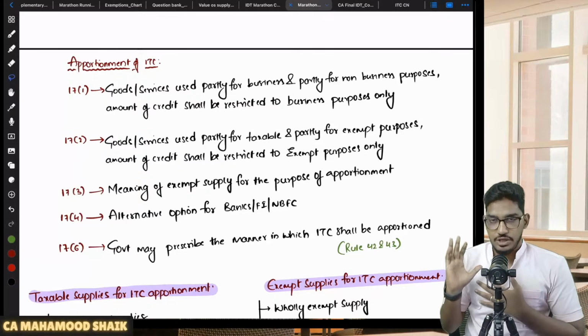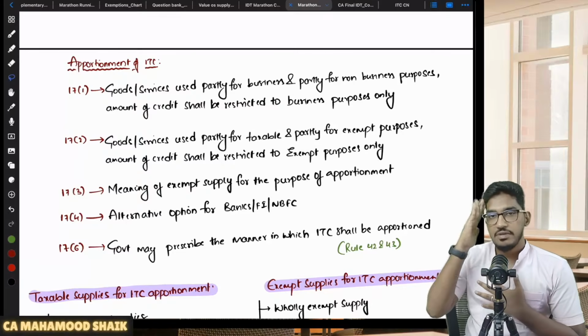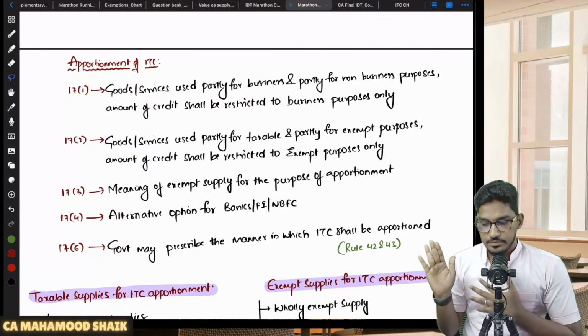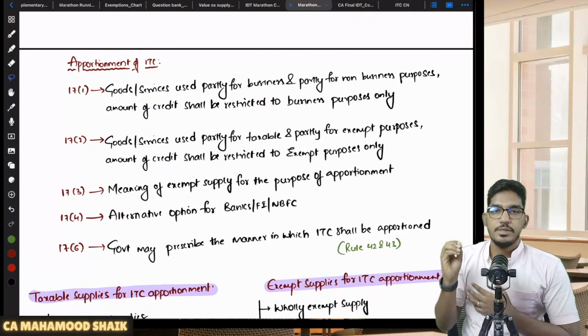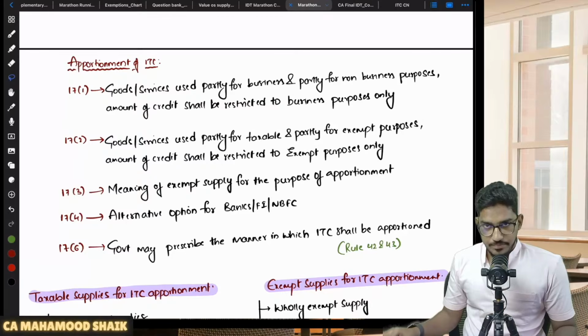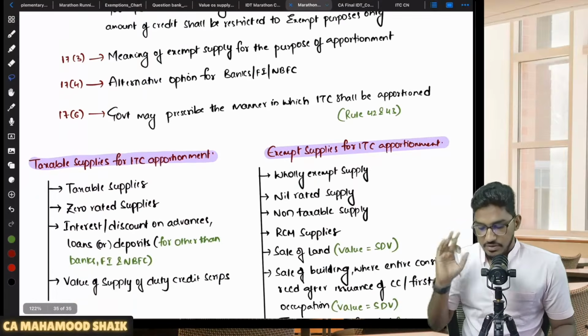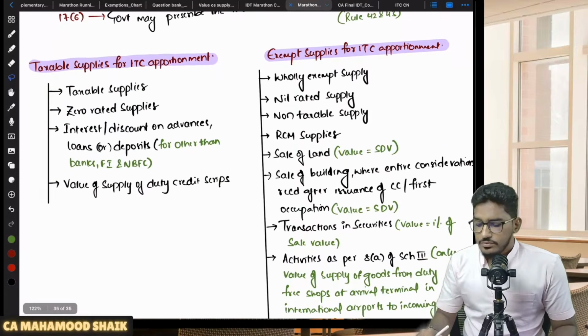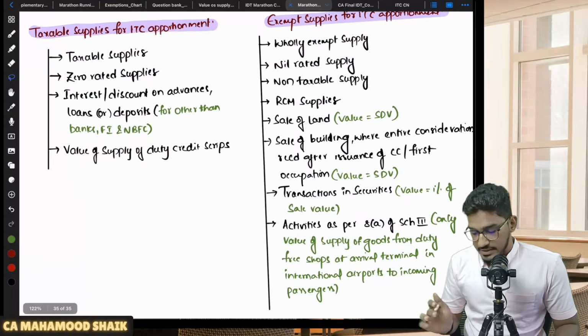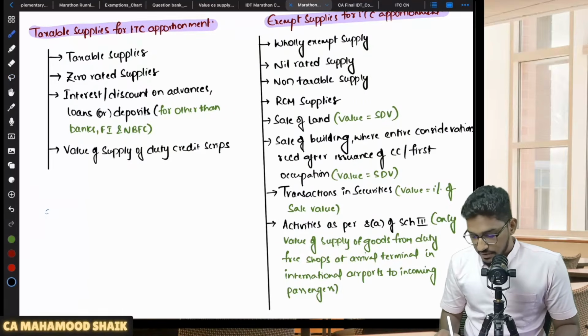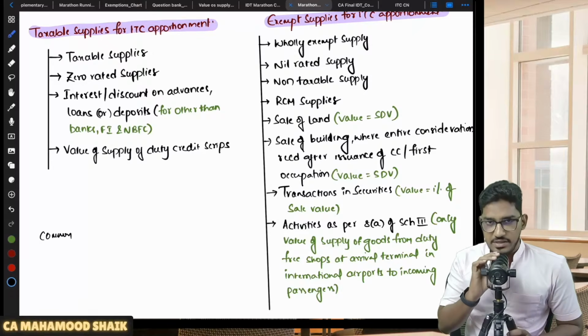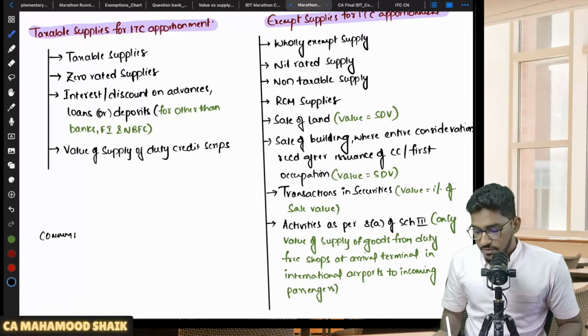Now, how will you apportion that? First, make it clear in your mind, we will apportion it on the basis of turnover. We will find the taxable turnover and the exempt turnover, and on that basis we are going to apportion. But for the purpose of this calculation, what will be considered as taxable supply? Simply put, there will be something called common ITC, which is going to be used for business as well as non-business purposes, taxable as well as exempt supplies.